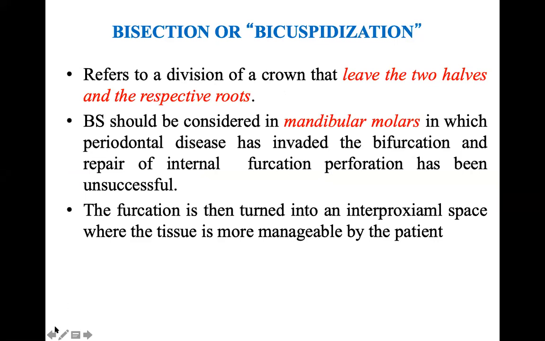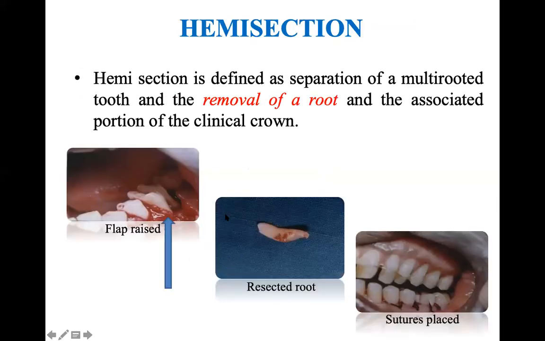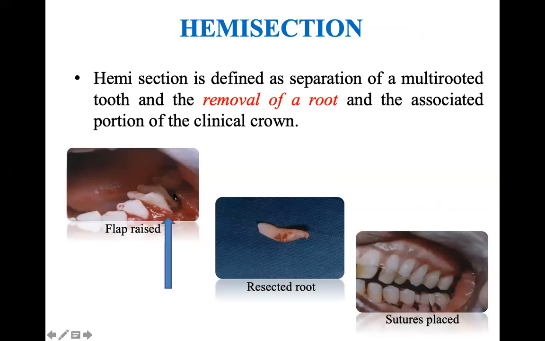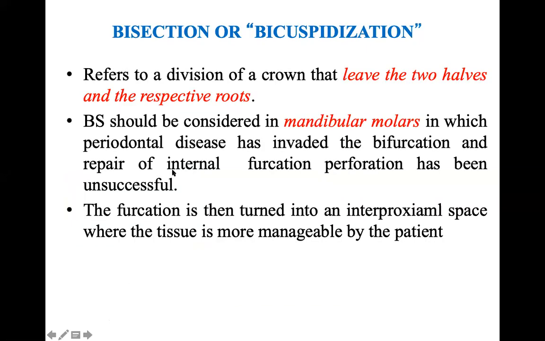Okay, in the first, you have removed this. In bicuspidization, you are dividing it into two, just like you did it here. You are dividing it into two, but you are not removing any part. You are maintaining both the parts inside. So this is a very important line here: leave the two halves and their respective roots inside. Bicuspidization is considered mainly in the mandibular molars in which periodontal disease has invaded, and the furcation tissue is involved.